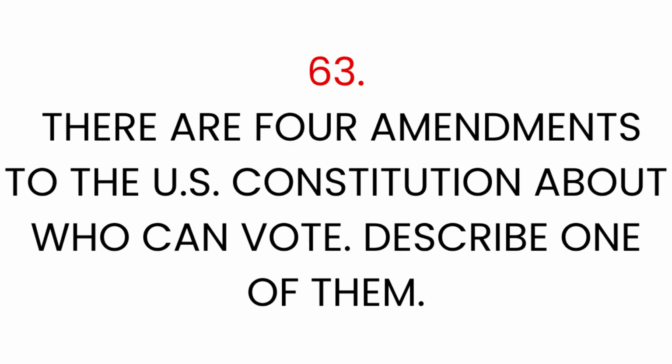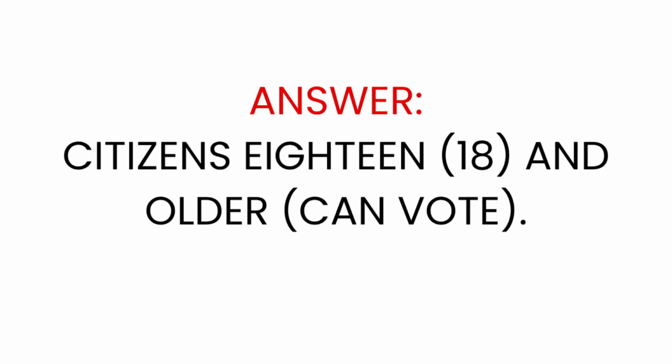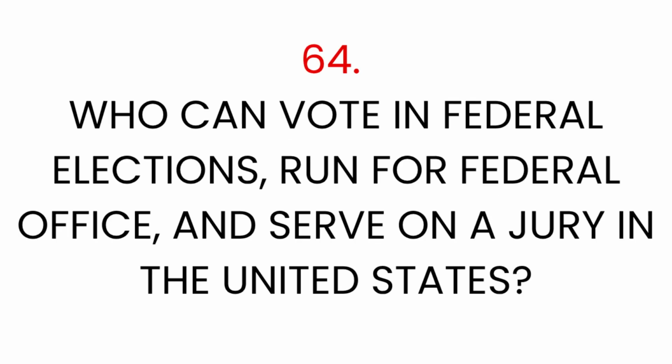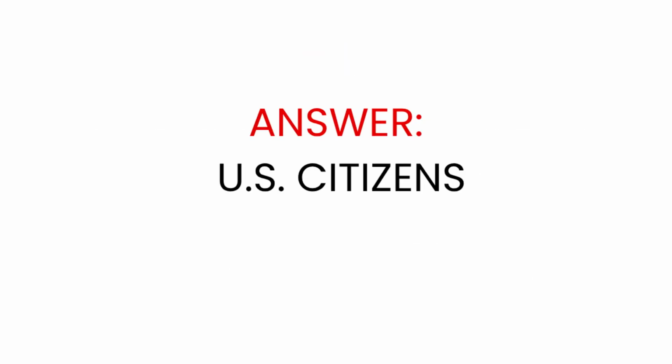There are 4 amendments to the U.S. Constitution about who can vote. Describe one of them. Citizens 18 and older can vote. Who can vote in federal elections, run for federal office, and serve on a jury in the United States? U.S. citizens.